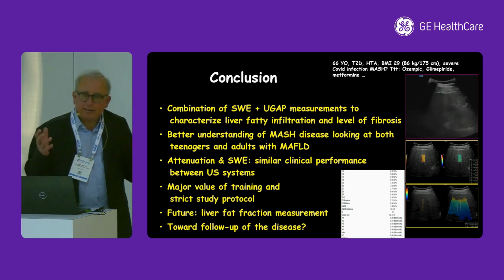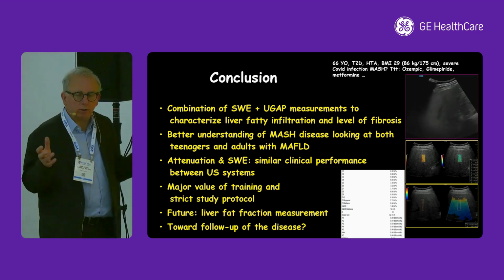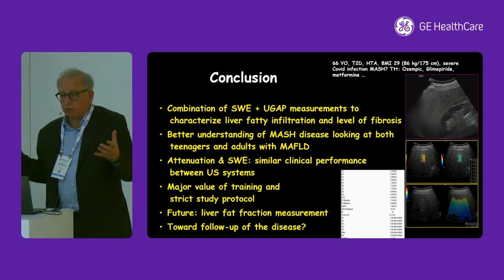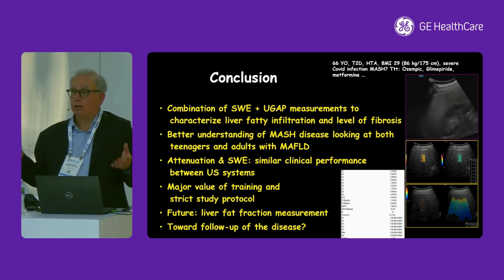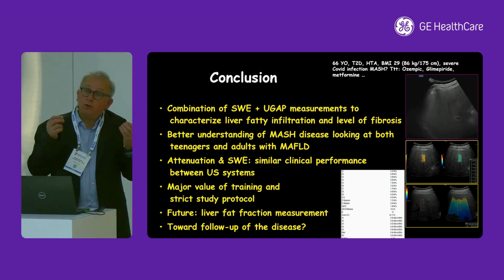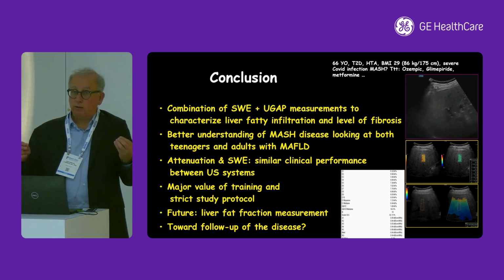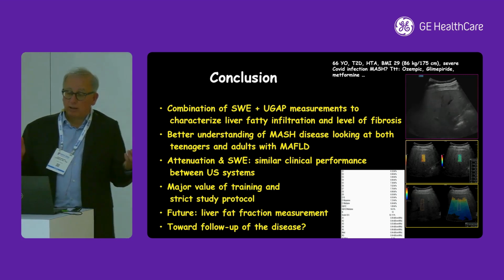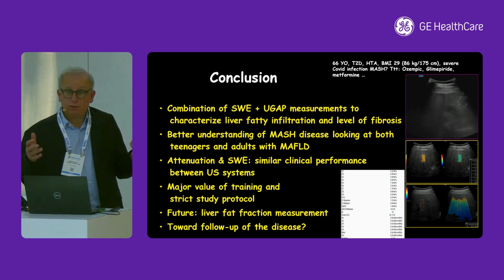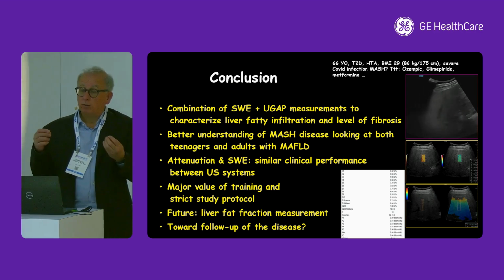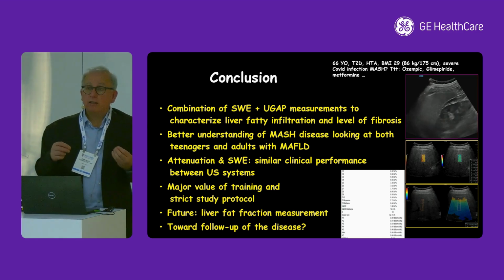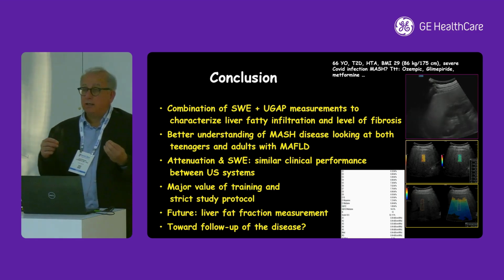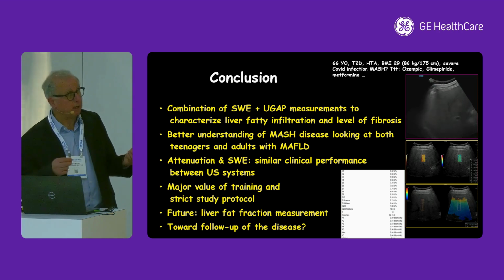So at the end, you have the combination of shear wave elastography and UGAP to characterize the liver fatty infiltration and the level of fibrosis. It is nonsense to do just quantification of the fat, because as you understood, the quantification of the fibrosis in this population is really the key and will change the patient management.